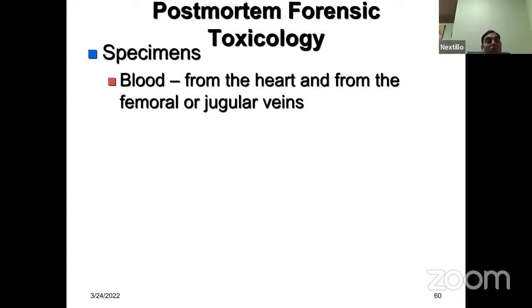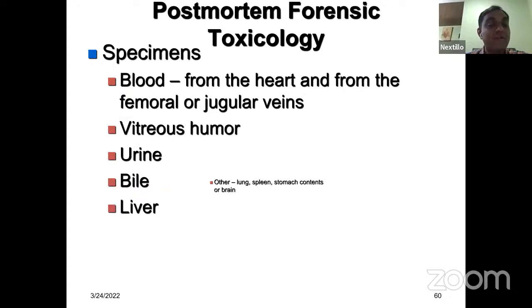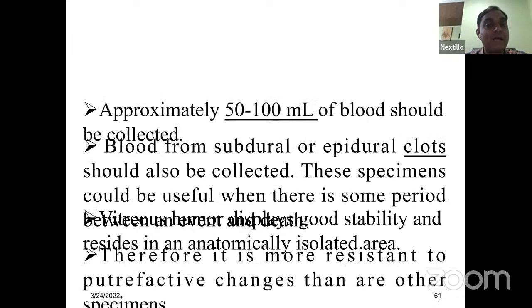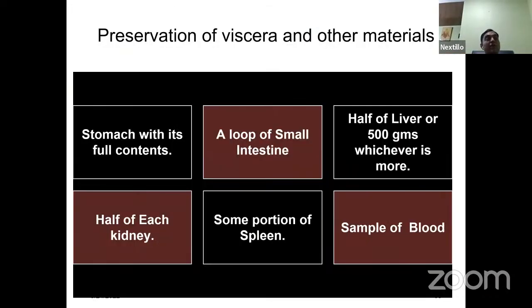Okay, so these are the very important specimens: blood from the heart, then vitreous humor, urine, bile, liver, and others like lungs, spleen, stomach contents, or the brain. Approximately 50 to 100 ml of blood is needed. For urine testing, only a few drops are required, and saliva testing is also done. Hair analysis is also a very good and important aspect. I think we will see hair analysis next time.